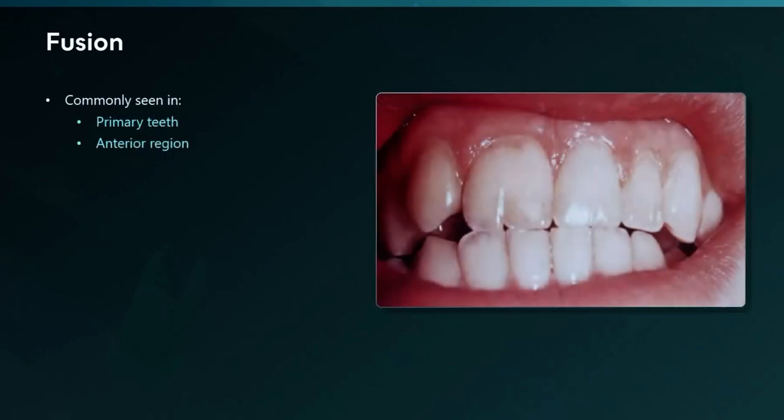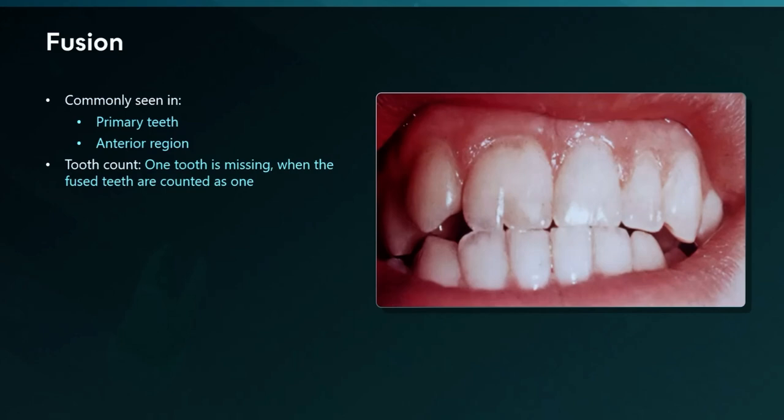Fusion is frequently observed in primary teeth and in the anterior regions. One helpful diagnostic clue to identify fusion is that when teeth fuse together, it may appear as if one tooth is missing, especially when the fused teeth are counted as a single entity. This discrepancy in tooth count can aid in identifying cases of fusion during dental exams.